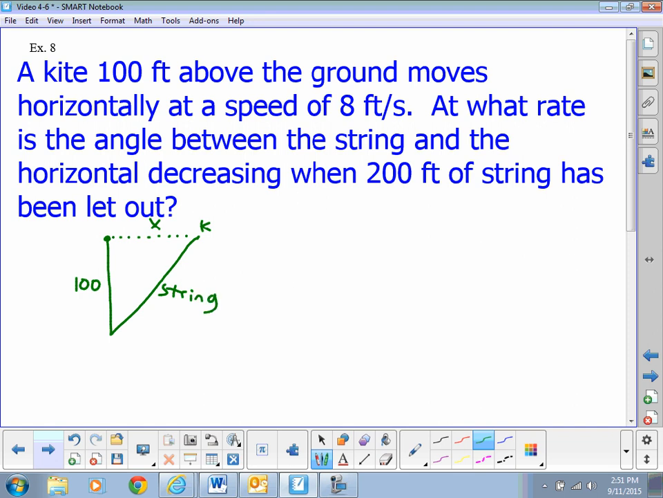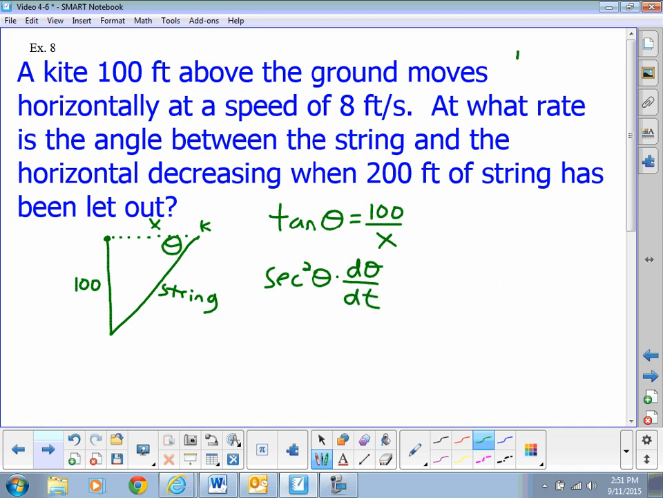Now we want to find what is the angle between the string and the horizontal. Well, we've got our string, our horizontal is the dotted line, so we're working with that angle there. So we're going to deal with tan theta again equals 100 over x. Our derivative of tan theta is secant squared theta. Then we've got to do the d theta dt again.